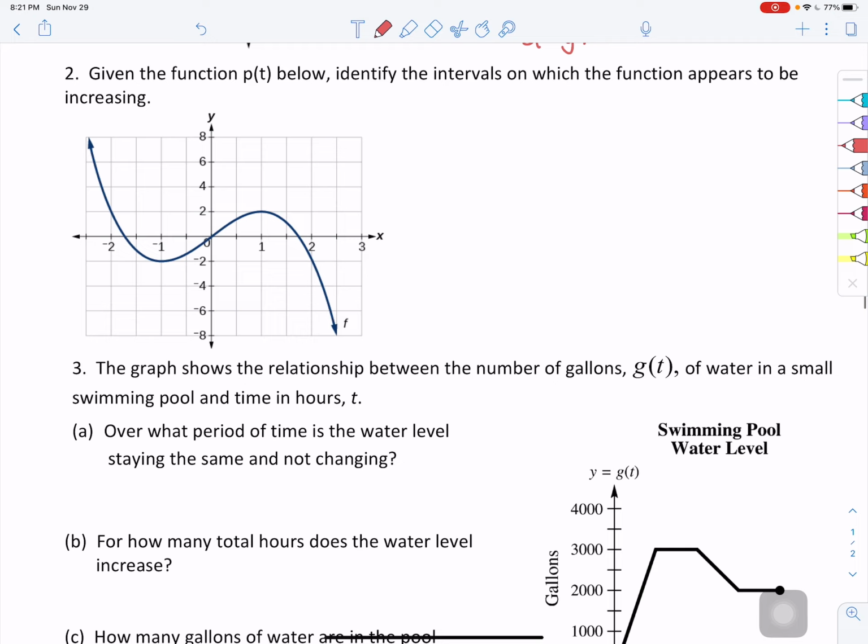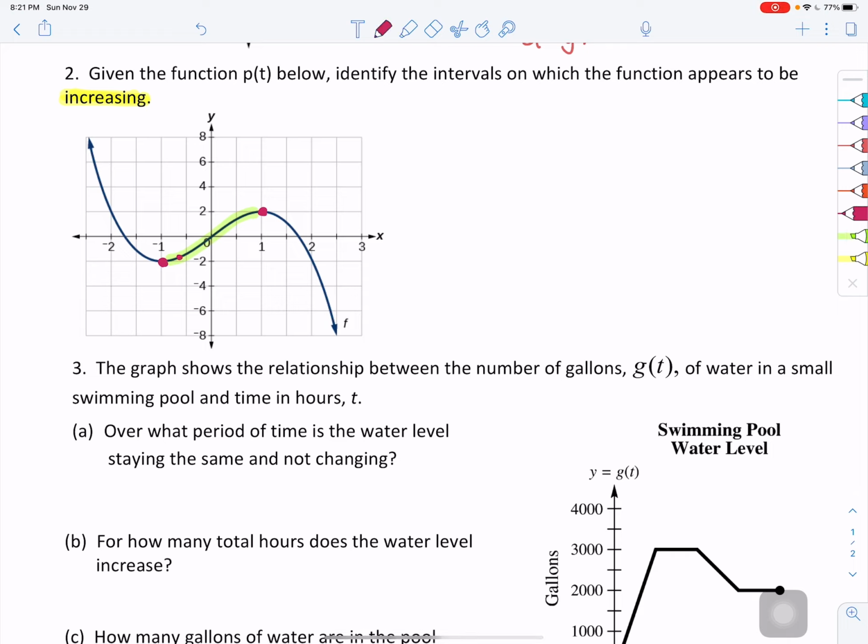This time they've given us a graph of the function p of t below, and they've asked what intervals p of t is increasing on. So let's work from left to right. And look, this is all decreasing. That's not what we want. Why don't we go ahead and just place some points where we change from increasing and decreasing? That might be easier.